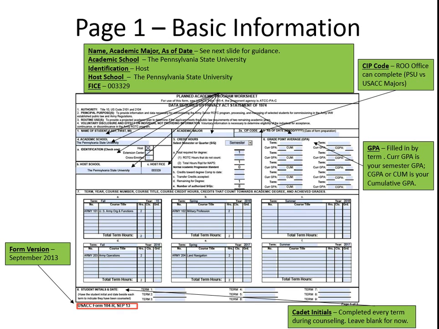Page 1 begins with your basic information. You will leave blocks 6 and 8 blank for now. Notice the form number and date in the bottom left. It must be dated September 2013 or later.